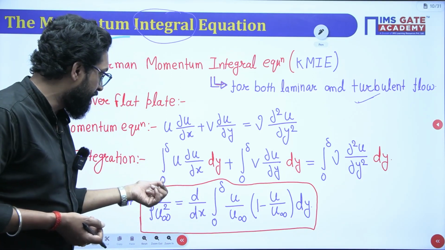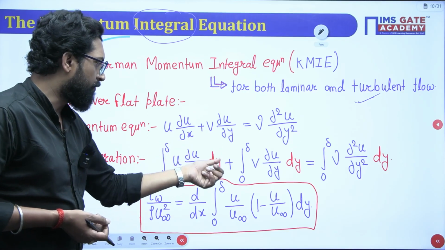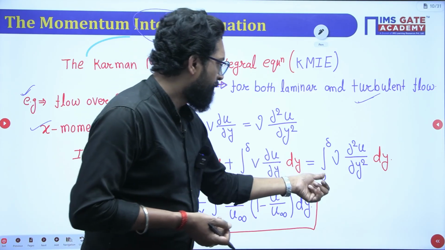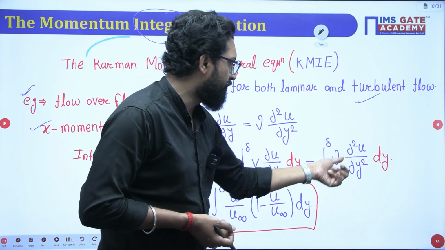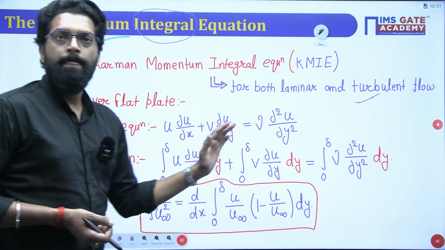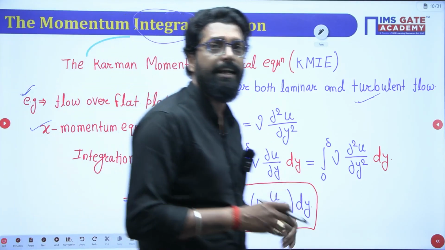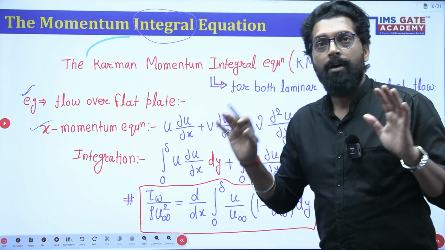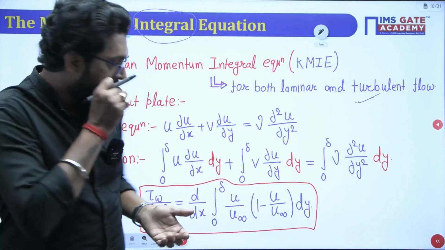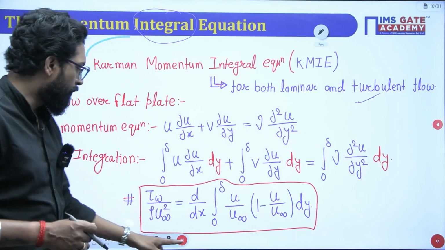So you have to integrate from 0 to delta u dou u by dou x with respect to y, plus 0 to delta v dou u by dou y dy, is equal to 0 to delta kinematic viscosity dou square u by dou y square dy. In between there is a lot of mathematics. We are not bothering about the mathematics for the GATE syllabus. We only have to discuss the physical meaning of this equation and what its implication is. So finally, if you derive it with the integration, putting all these values, you get this equation.